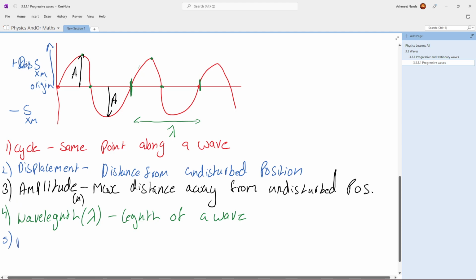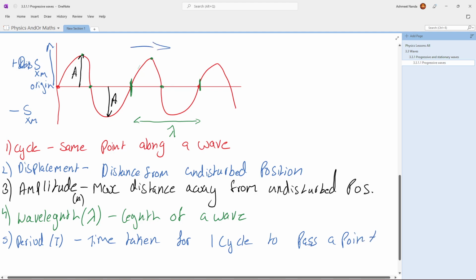Now the other stuff you need to know is period. This is the time taken for one cycle to pass a point. Now what this means is that if this wave was going towards the right, and let's say we take a point here, so how long would this cycle over here take to pass this entire point?